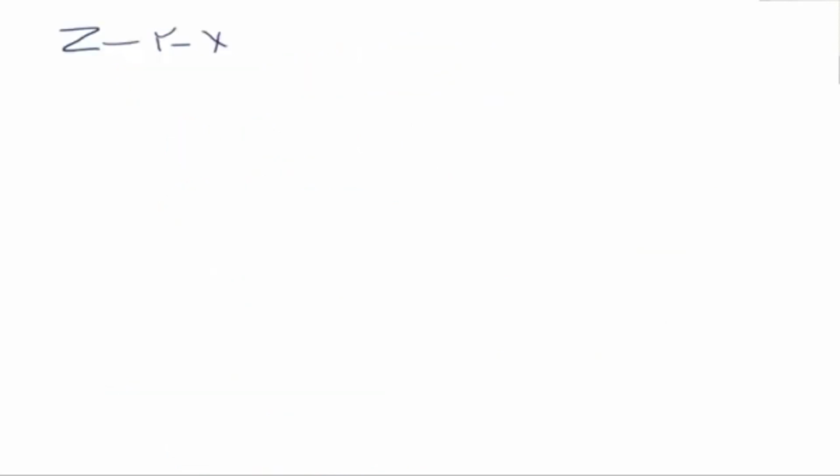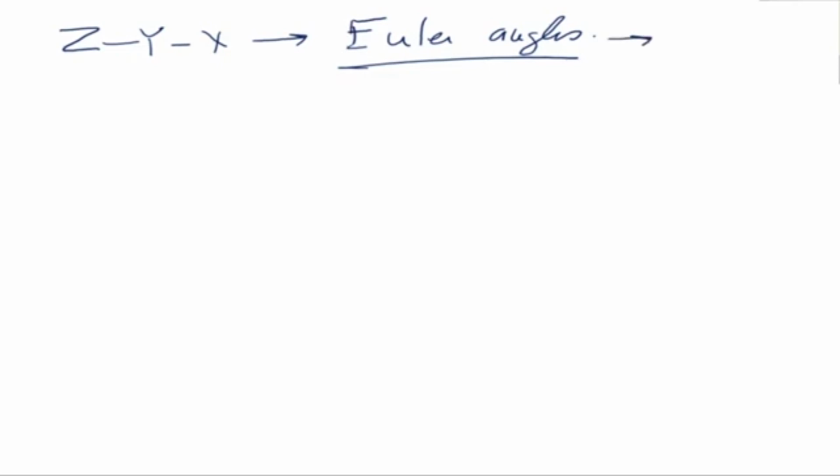Now we can have another type of rotation, which is called the Z, Y and X style of rotation, and this is called the Euler angles of rotation. In the Euler angles, we are rotating about the rotated system, the rotated frames.